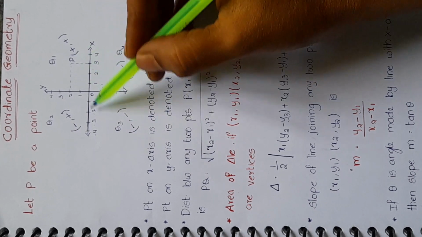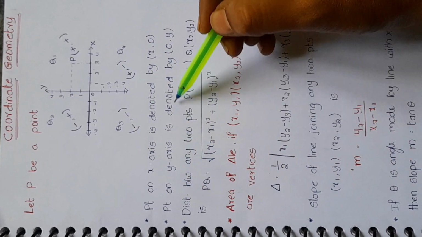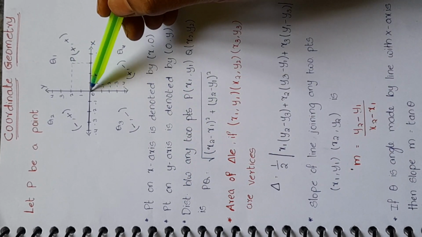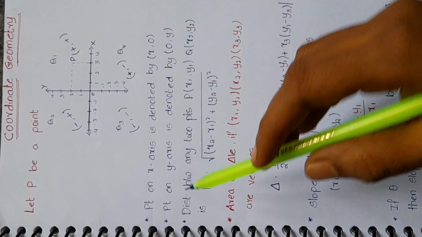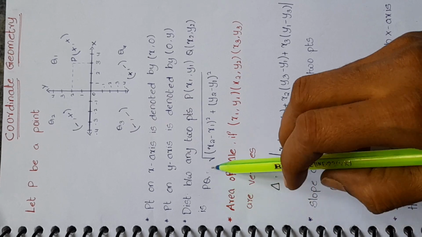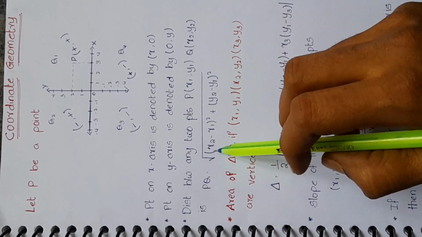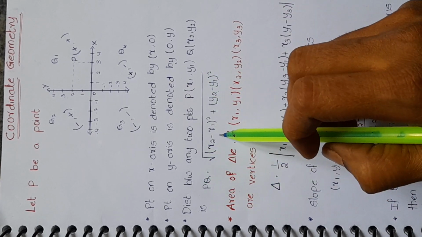If the point is on the x-axis, it is denoted by (x, 0). And a point on the y-axis is denoted by (0, y), and the center is called the origin. Distance between any two points P(x1, y1) and Q(x2, y2), PQ is equal to root of (x2 minus x1) whole square plus (y2 minus y1) whole square. This should be kept in the root. This is the distance between any two points.